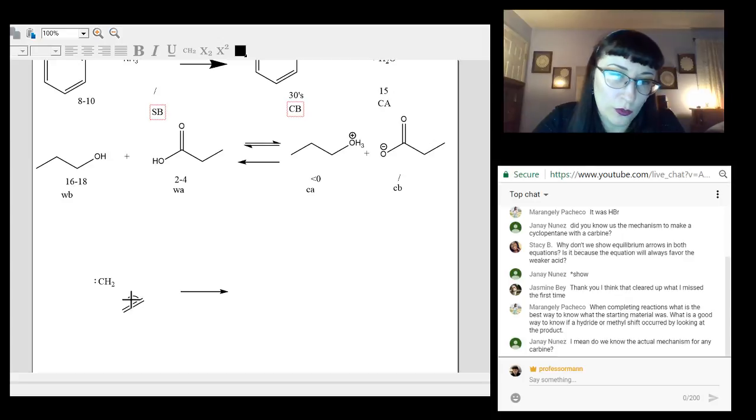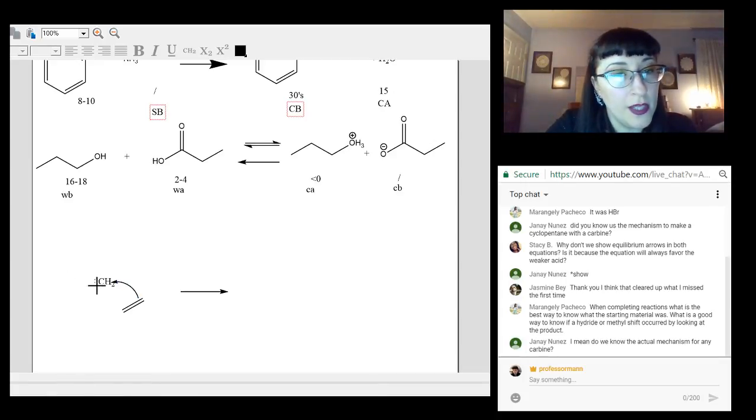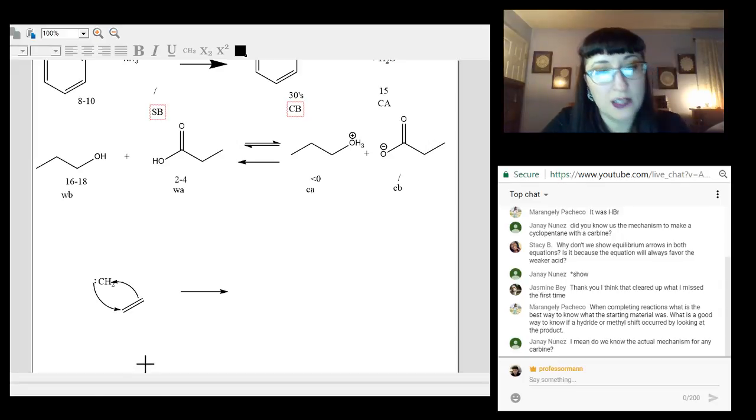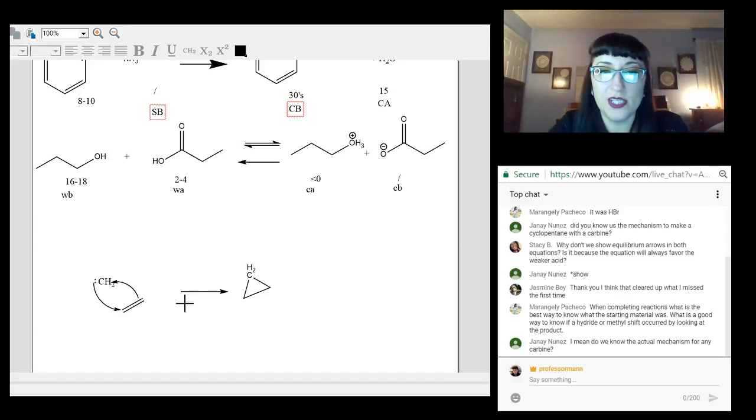Okay, so the alkene attacks, just like what we've seen with everything else. And while that hinge is opening, then the electrons from the carbene can come in and attack the other carbon. And that's how you would get a cyclopropane, sorry. And I just highlighted the CH2 to show the same CH2.